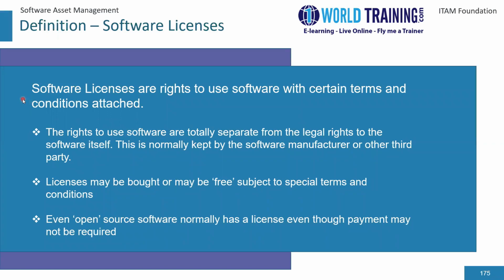Software licenses are the rights to use software with certain terms and conditions attached. The rights to use software are totally separate from the legal rights to the software itself, that is, the ownership of the software itself. This is normally kept by the software manufacturer or other third party for the ownership itself. Licenses may be bought or may be free subject to special terms and conditions. Even open source software normally has a license even though payment may not be required.